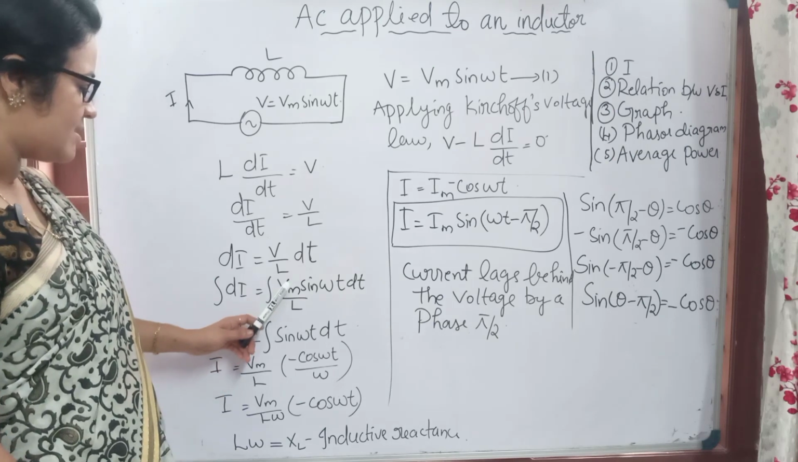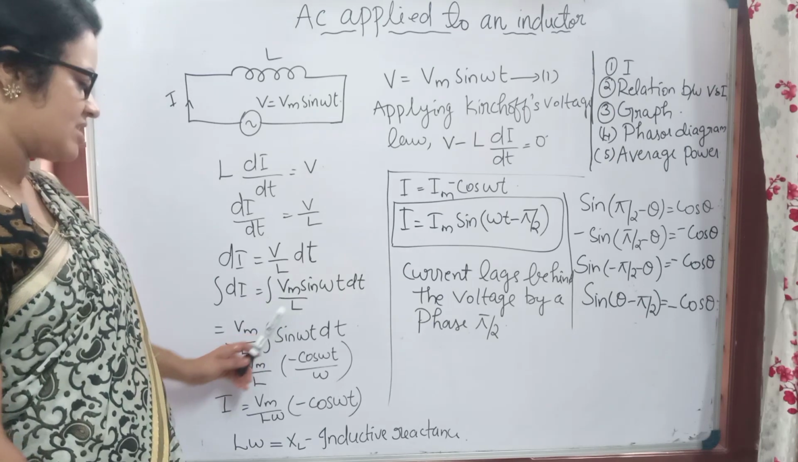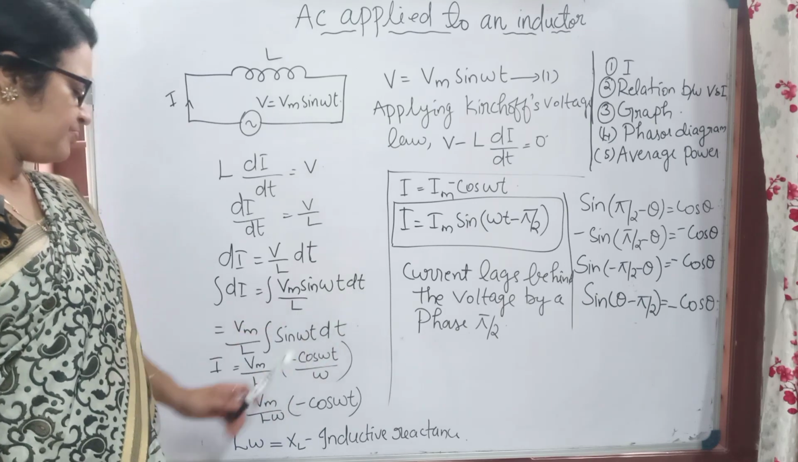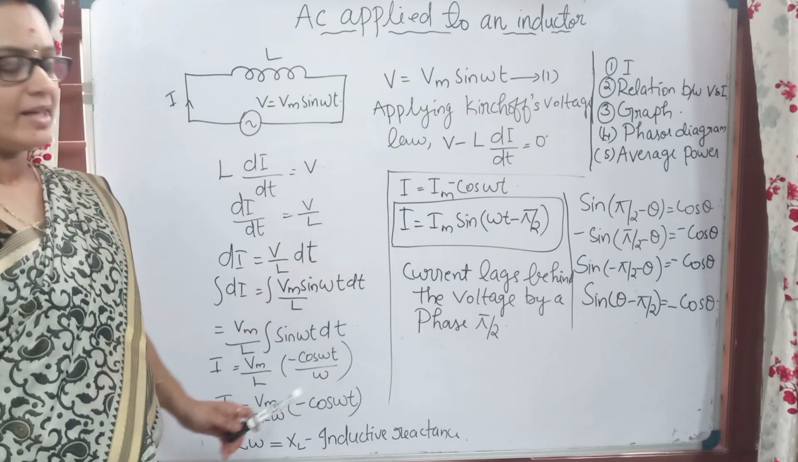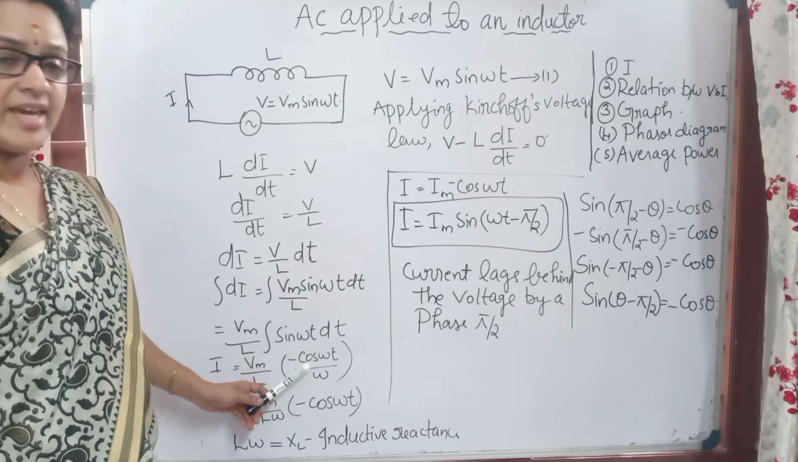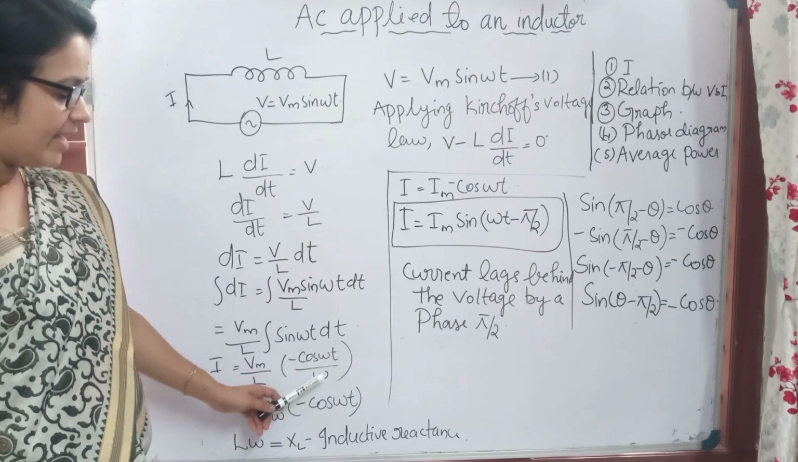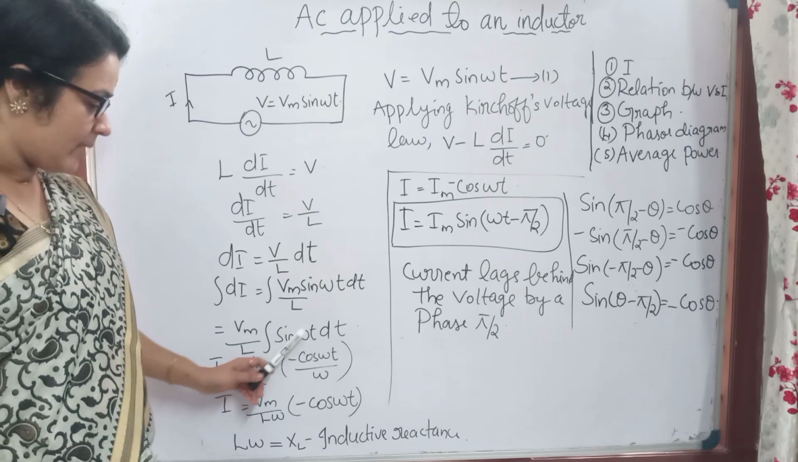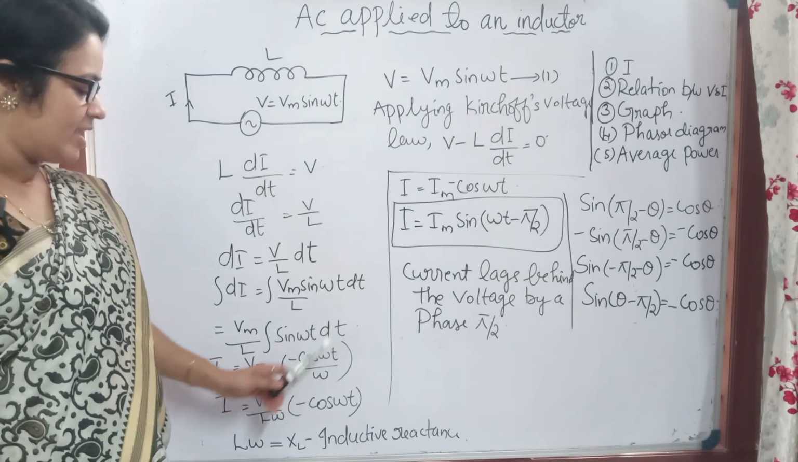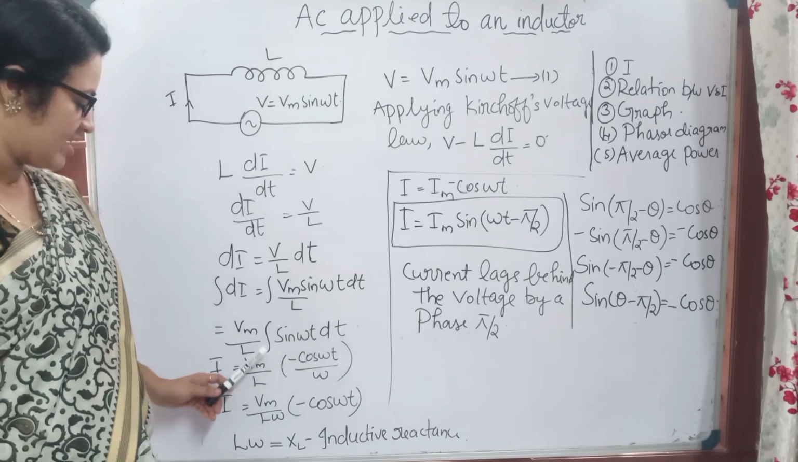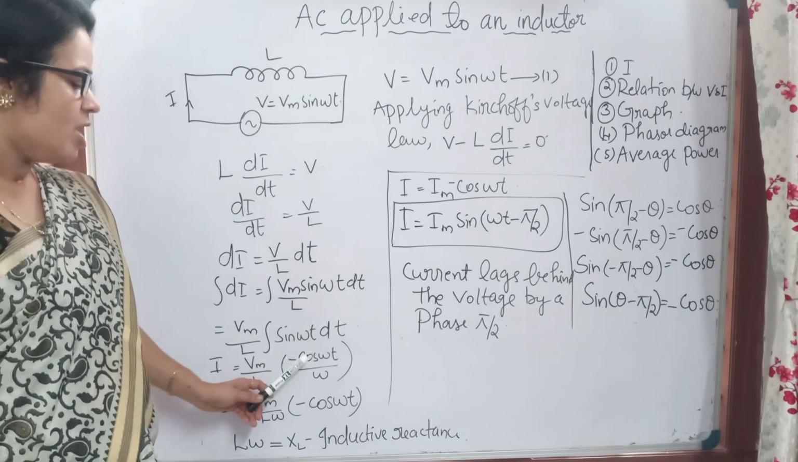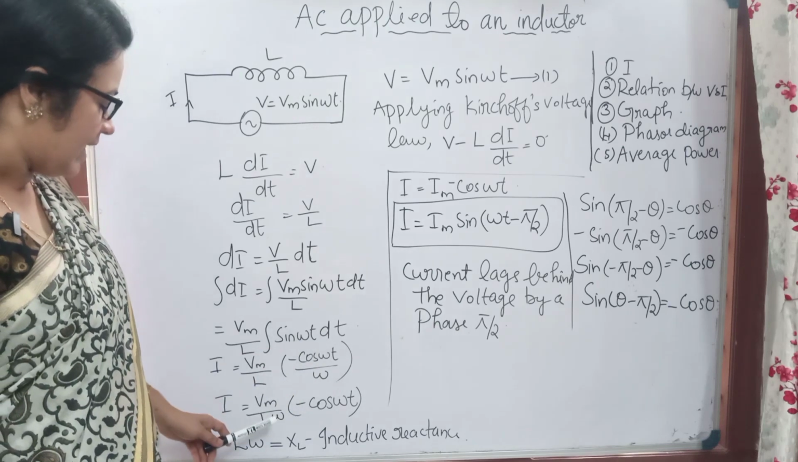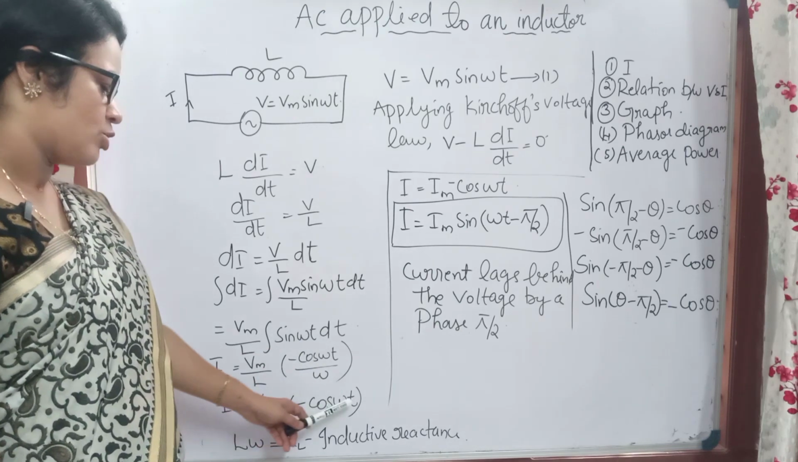So how we can write this, Vm by L is a constant that we can take outside and we have to integrate sin omega t dt. So what is the integral of sin omega t dt? Sin omega t means minus cos omega t divided by omega. So this is the value of integral sin omega t dt, that is minus cos omega t by omega. So how we can write Vm by L into minus cos omega t by omega. Now Vm by L omega into minus cos omega t.